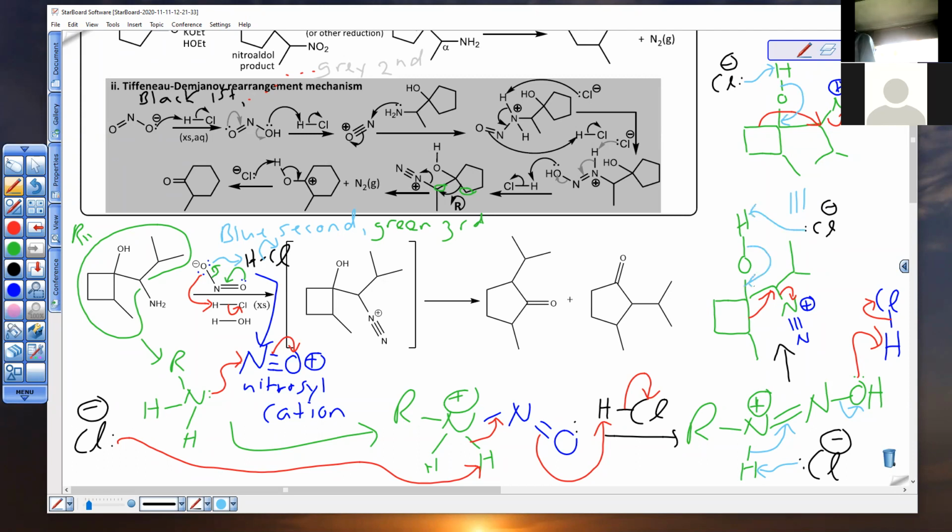There's nothing wrong with things overlapping, especially if you're using colors. Colors make it very clear. Grab H, sigma becomes pi. Make sure it ends between the two atoms. And which rearrangement gives which product? Which rearrangement is going to have the carbonyl between the two groups? That's this one.